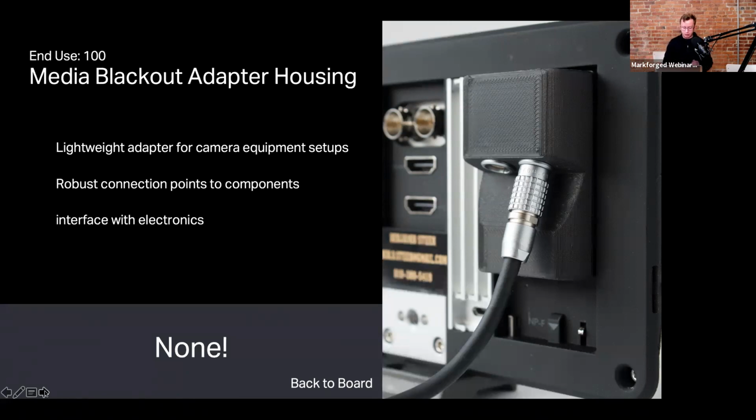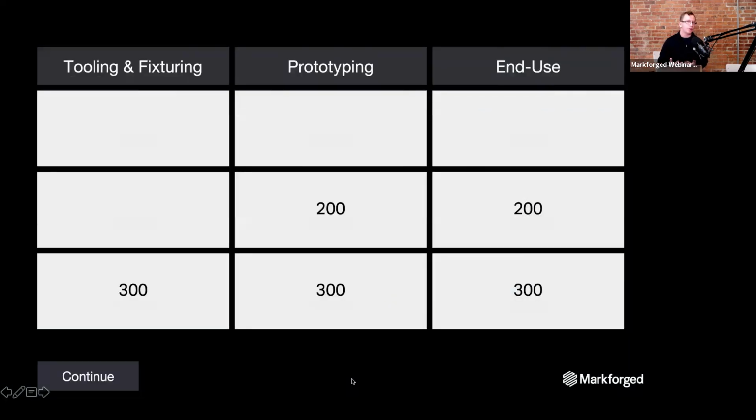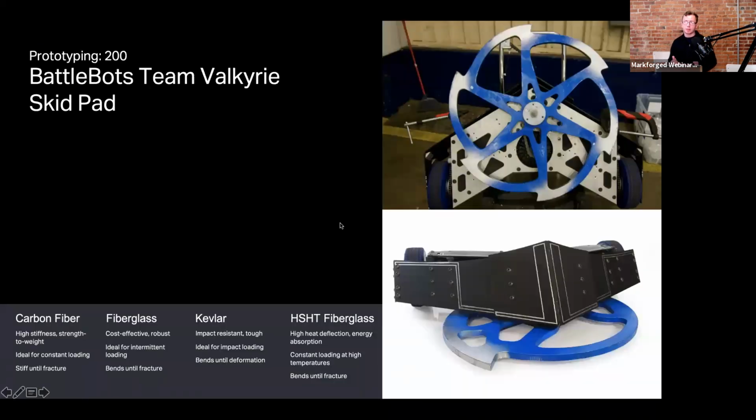All right, so thank you all for responding. We're going to go back to the board, and again, let me know what you want to go with. Prototyping 200 came up first. This is actually a really fun one. This past year, we sponsored a BattleBots team, Team Valkyrie, based out of Cambridge, Massachusetts. This is their robot in the bottom right here, and this is a bottom view of the robot. And there's this skid pad here. This one isn't printed, but they printed the prototype for this with our printers.